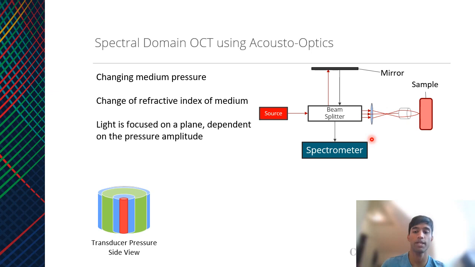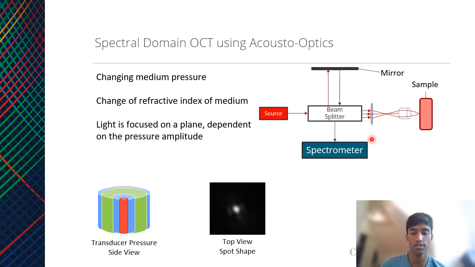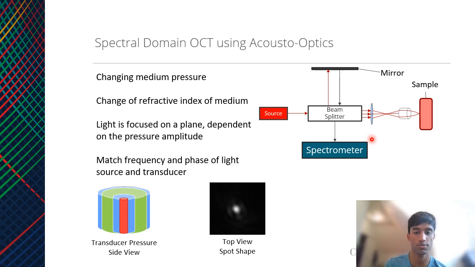Light can be focused at a plane depending on the intensity of this ultrasound, and the frequency and phase of the ultrasound peak cycle has to be matched with the light source. So this provides us with an opportunity to actively change the area where light is being focused on the sample. And in addition to this, a lens has a Gaussian depth focus, whereas this transducer has a Bessel-like focus, achieving a higher depth of focus.